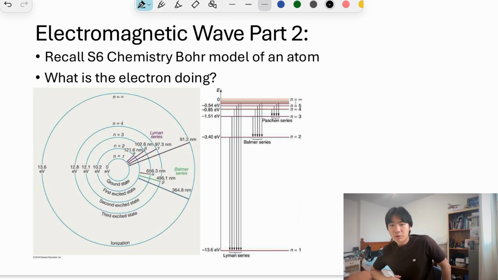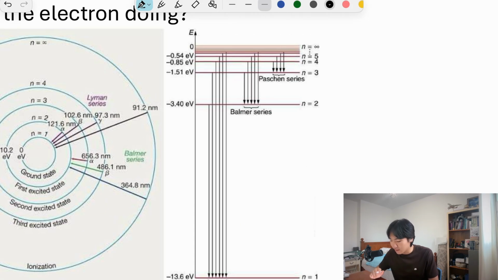So I'm sure in S6, if you took chemistry, I'm sorry if you didn't, and if you're somehow taking biology with physics, you learned about the Bohr's model of an atom, right? And if you remember this diagram here, maybe not this exact diagram, but about the emission spectra of atoms. You know this diagram is only valid for hydrogen because that is the simplest atom, right? Just one electron, one proton.